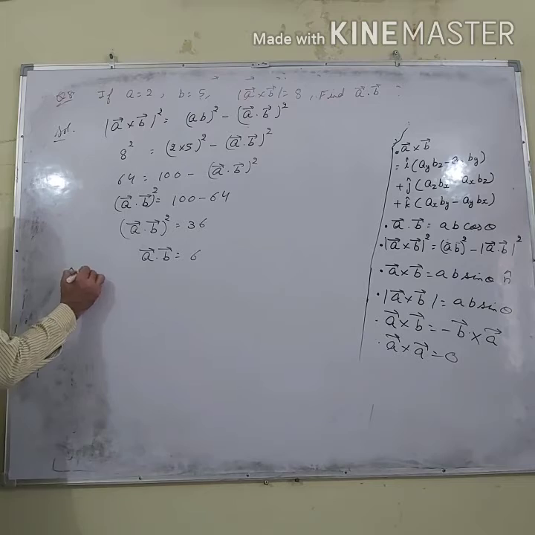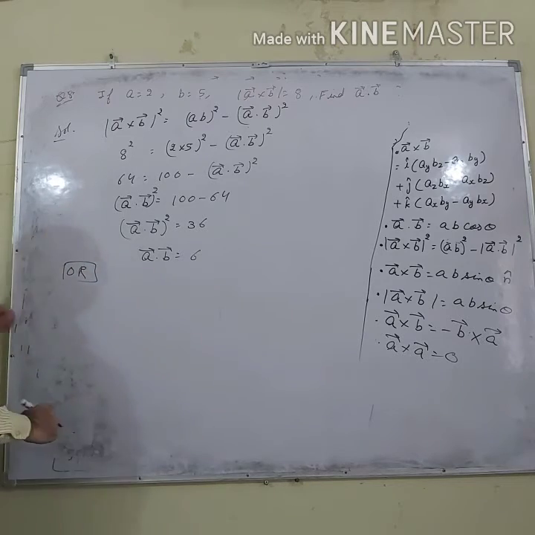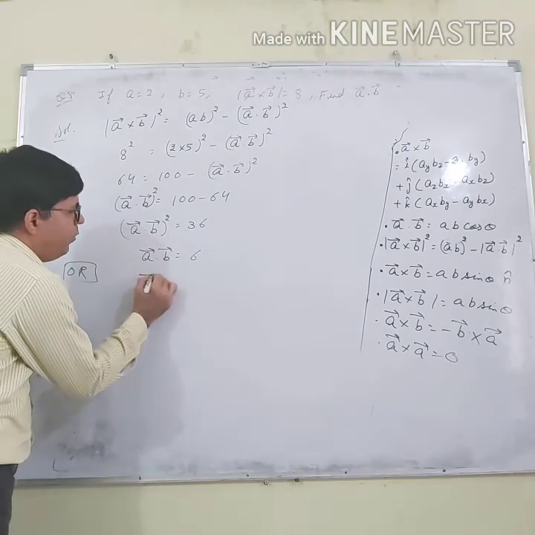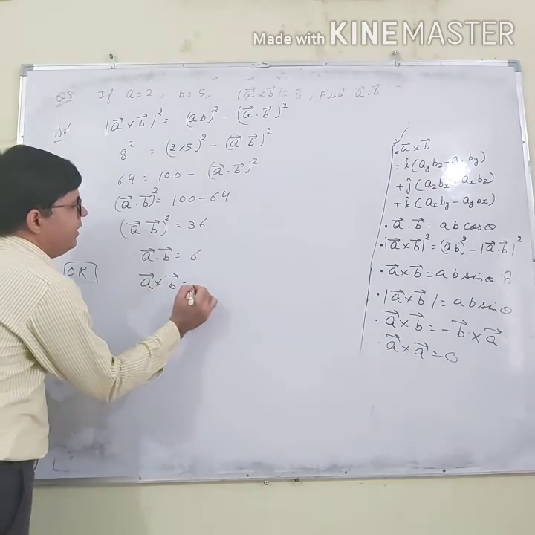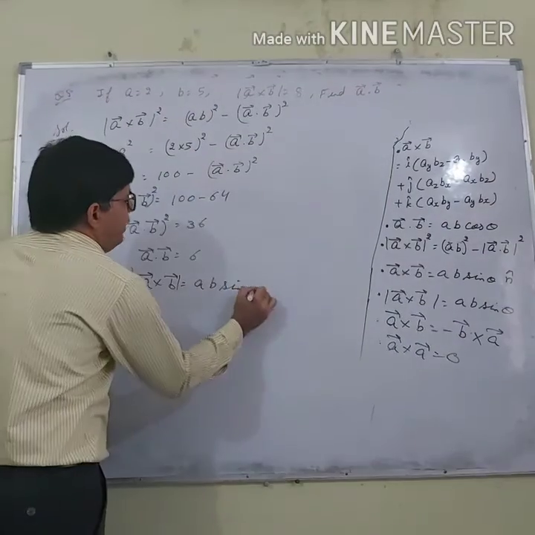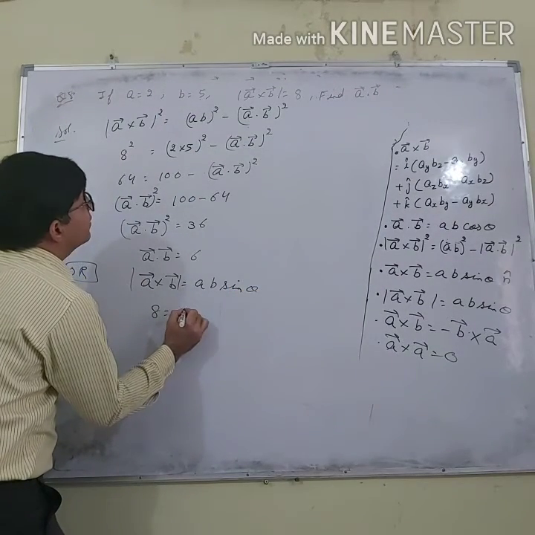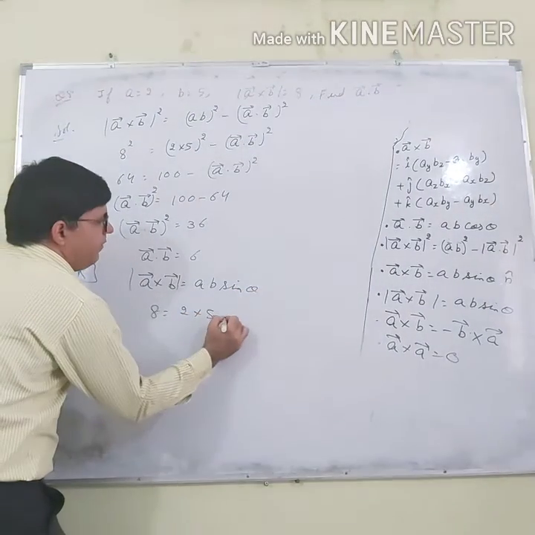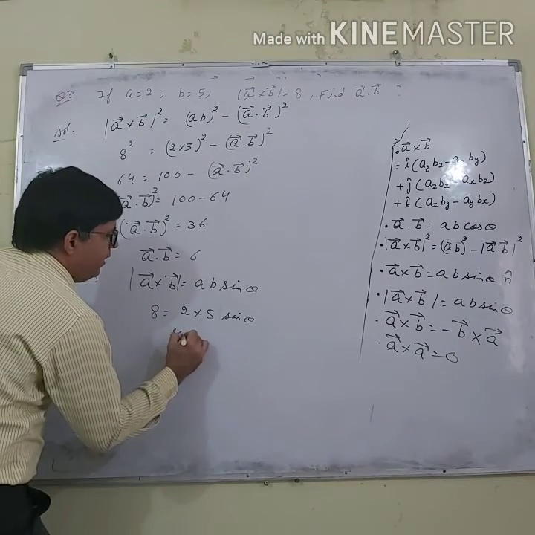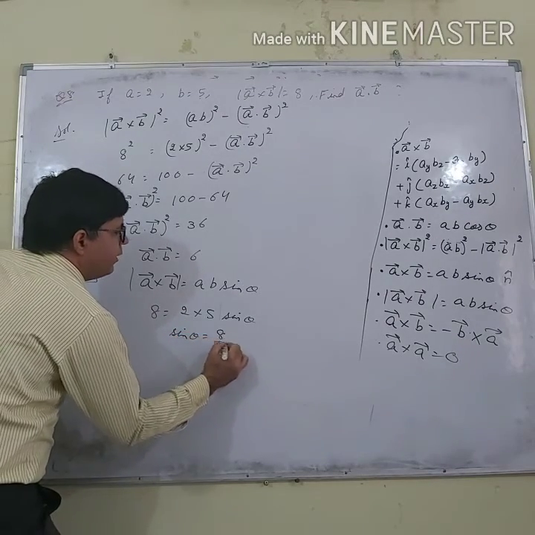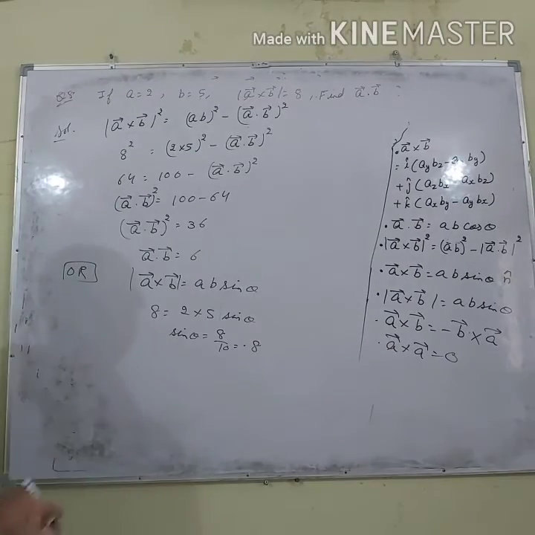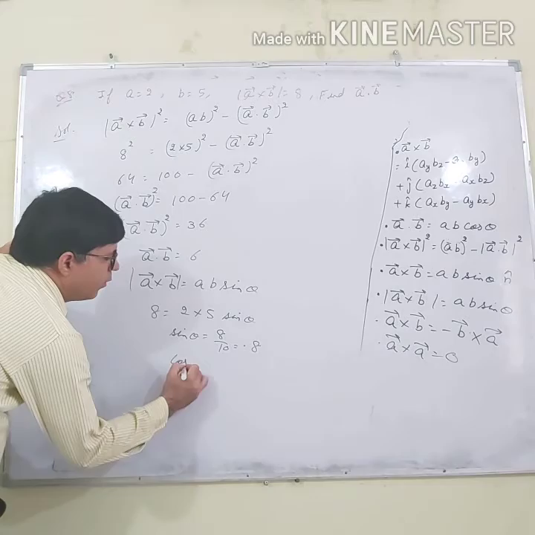Or, what you can do? You are given A cross B is 8, and A and B you are also given. Now what is the formula of this? A cross B magnitude is AB sin theta. This is 8, A is 2, B is 5, sin theta. So what is sin theta? Sin theta is 8 by 10. And what is 8 by 10? It is 0.8.